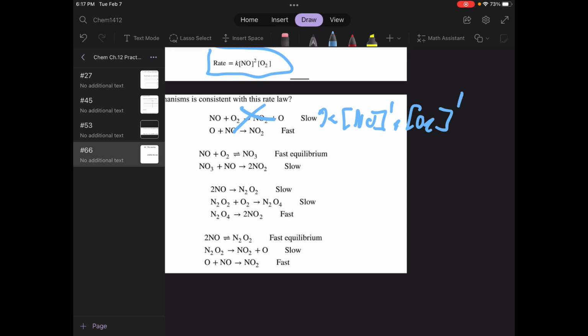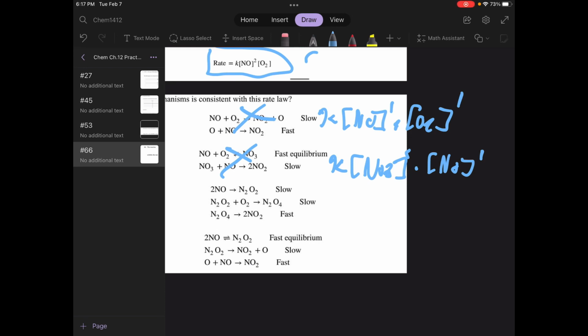We look at the slow step on this one, which gives the rate law k[NO3] times [NO] to the power of 1. Both are to the power of 1 since the coefficients are just 1. We look at this rate law, and it's not equal to the one up here, so this one isn't consistent with it.